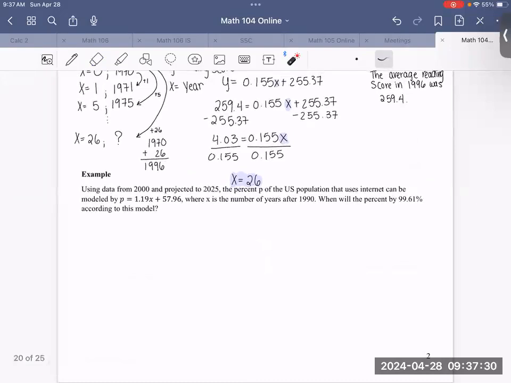It says, using data from 2000 and projected to 2025, the percent P of the US population that uses internet can be modeled by the equation, where x is the number of years after 1990. When will the percent be 99.61% according to this model? Pause the video, see what you can come up with.